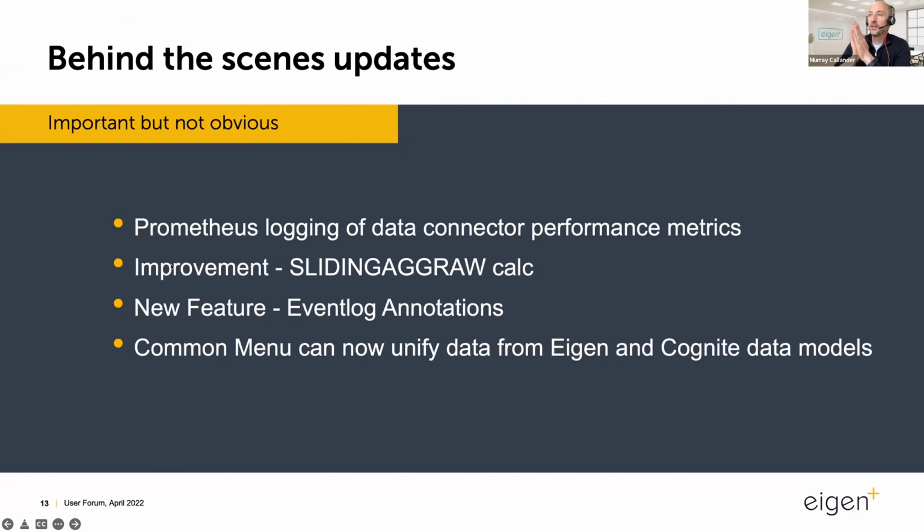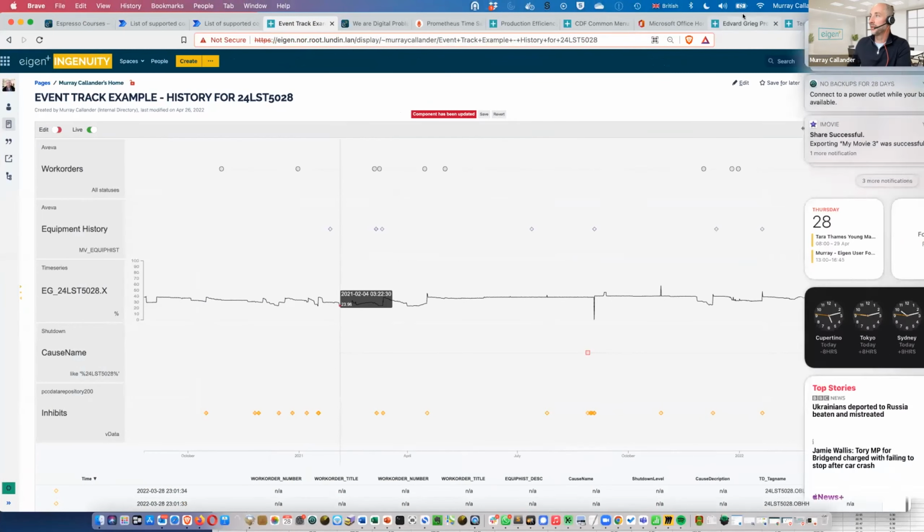Okay, some other behind the scenes updates. We've done a lot of work on logging the performance behind the scenes because there's a lot going on now, and sometimes we see delays in the front end and it's hard to troubleshoot where exactly they've come in. So the guys have been adding this thing called Prometheus logging behind the scenes, and this starts to give us metrics. I've got an example of that now here.